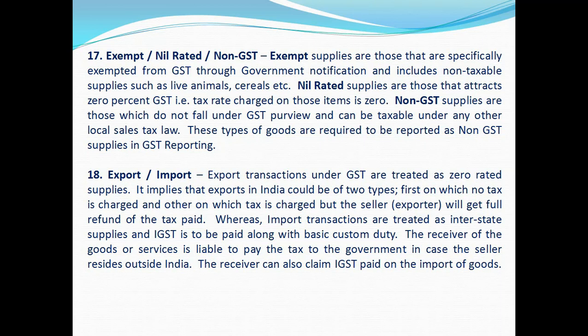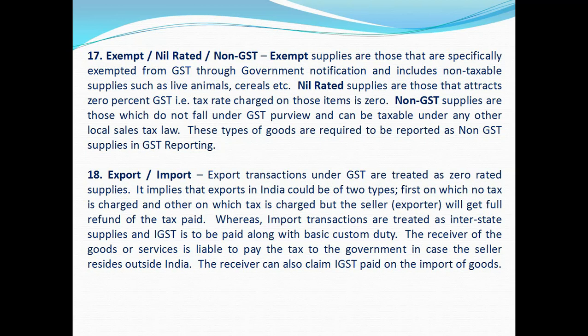Exempt items are those that are exempted from GST under certain conditions or through government notifications. But nil rated supplies, or you can say nil rated items, are always taxable at 0%, or you can say they are totally tax free. Then is non-GST supplies. Non-GST supplies are those which do not fall under GST purview and can be taxable under any other local sales tax law.